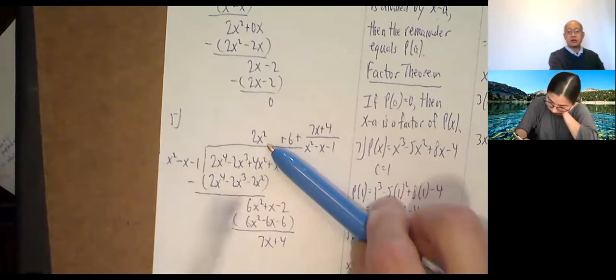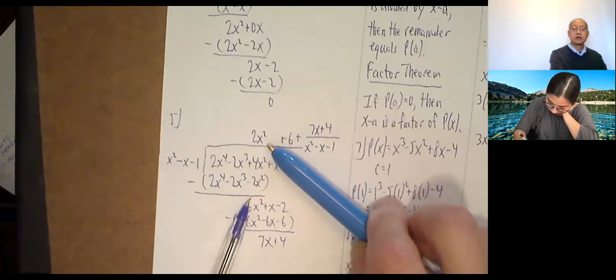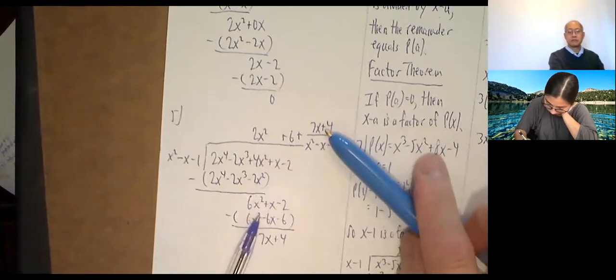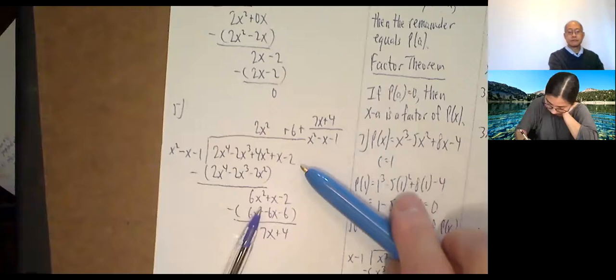And watch out, this is also a double negative. So 4 minus a minus 2 is 6. So 6x squared, bring the rest of the stuff down, plus x minus 2. And start all over again.